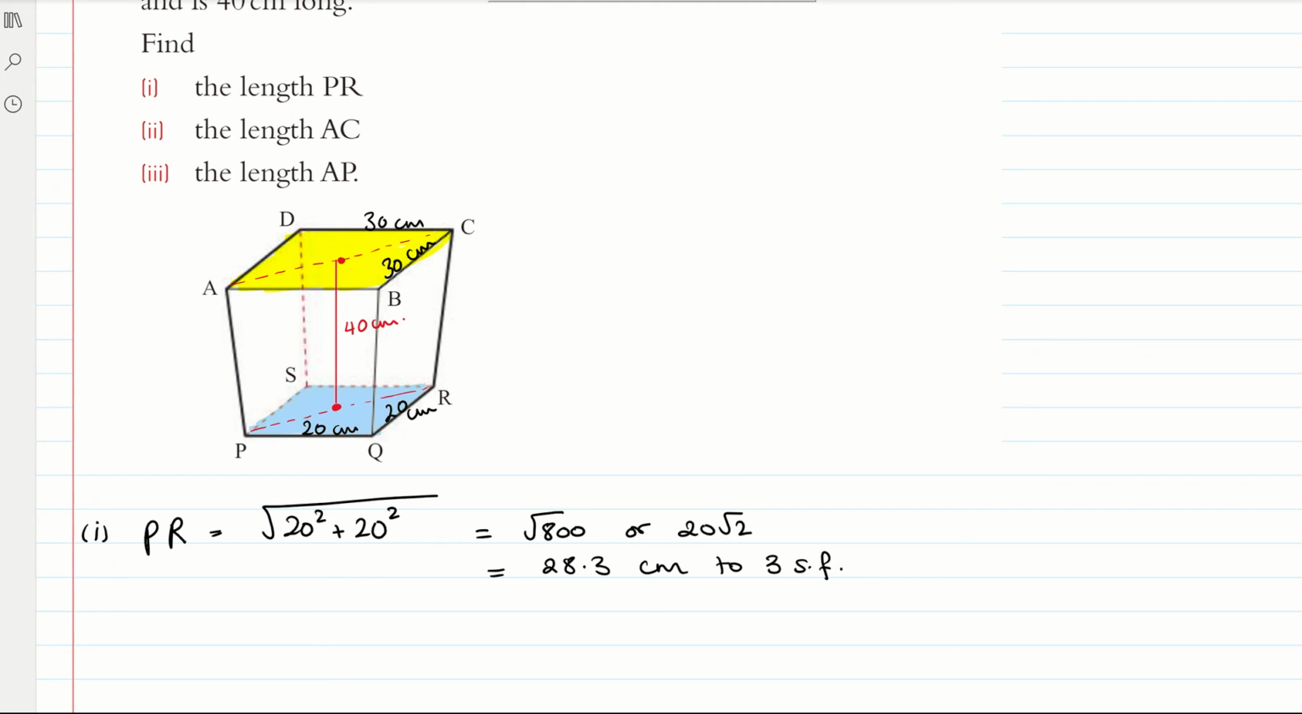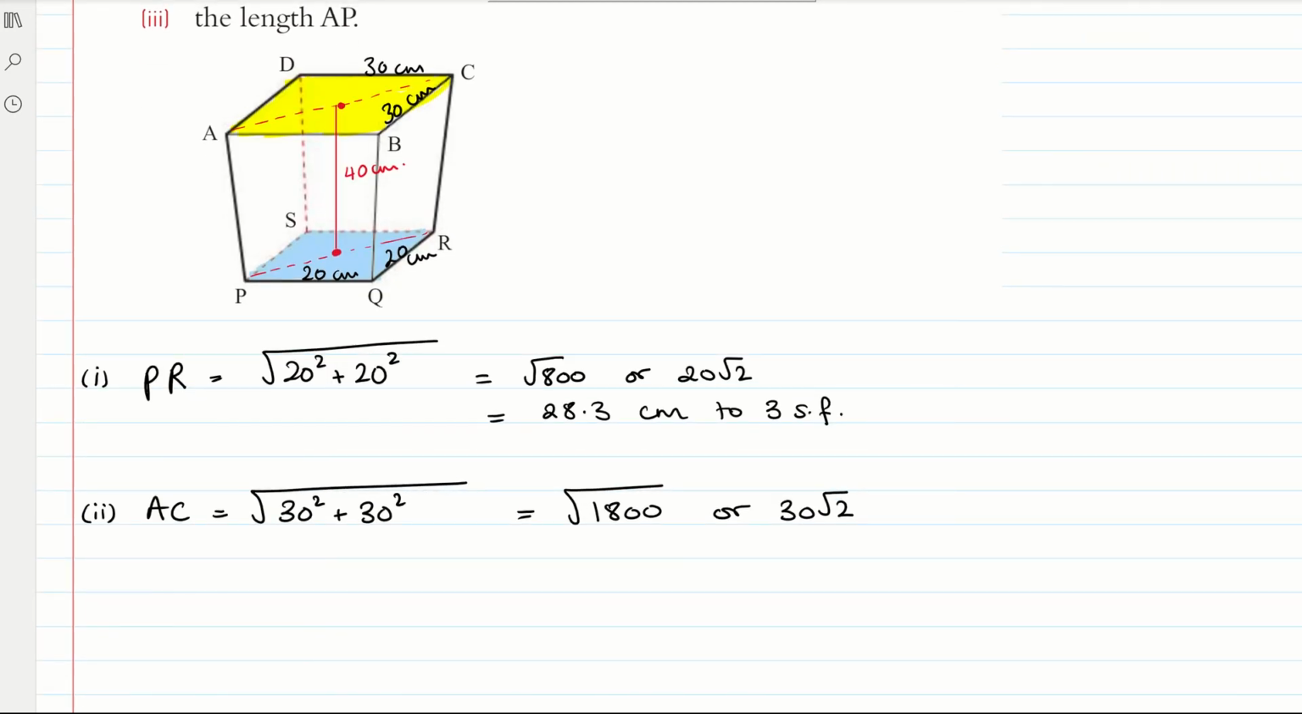And then they want the length of AC. And again, AC is the diagonal of the bigger square at the top. It's the hypotenuse. So it's the square root of 30 squared plus 30 squared. And it's root 1800 or 30 root 2. Or you can write the full answer, and I'm going to round it to 42.4 centimeters to 3 significant figures.